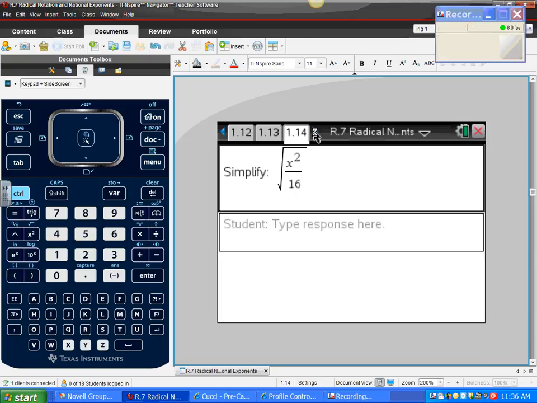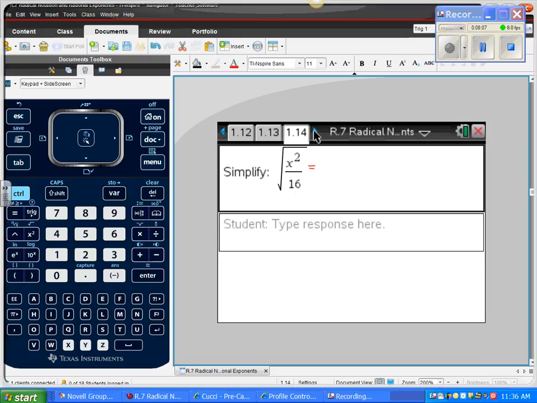Okay, square root of x squared over 16. We know that the square root of a fraction is the same thing as the square root of the numerator divided by the square root of the denominator, which is just x over 4. Okay? So let's keep going.